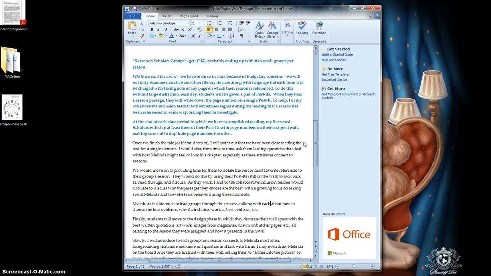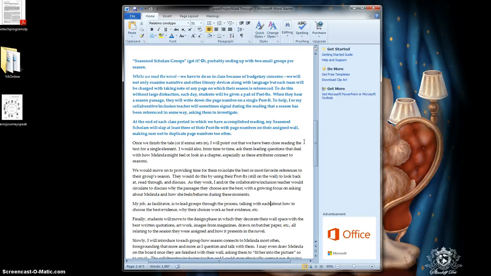At the end of each class period in which we have accomplished reading, my seasoned scholars will slap at least 3 of their Post-its with page numbers on them to their assigned wall, making sure not to duplicate page numbers too often. Once we finish the tale, or if they get bored and ennui sets in, I will point out that we have been close reading the text for a single element. As a matter of fact, at the very end of this, guys, your students will be surrounded by textual evidence, right? So it begins to be a really tactile exercise in close reading.